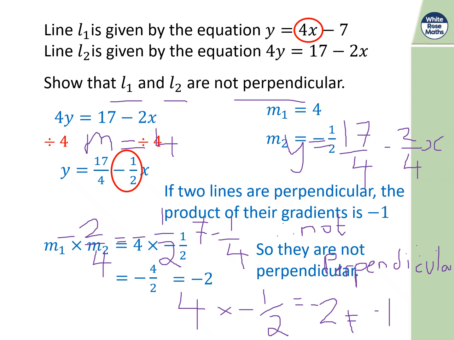Just to be clear, guys, perpendicular just means the negative reciprocal of one another. So it means minus 1 over that number.